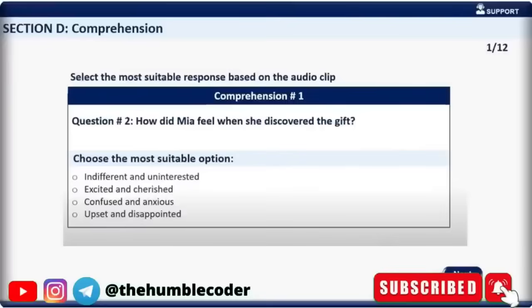Let's move on to the next question. How did Mia feel when she discovered the gift? The options that we have are indifferent and uninterested, excited and cherished, confused and anxious, and upset and disappointed. So the correct answer is Mia was excited and cherished when she discovered the gift.